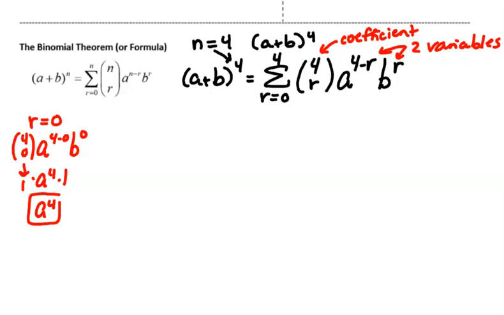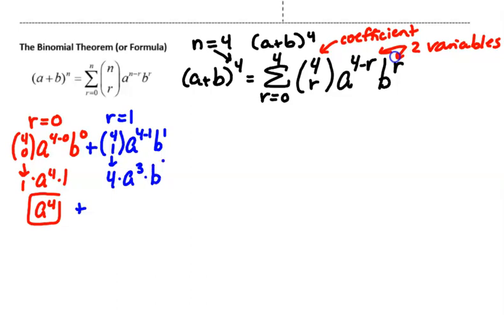Okay, so let's do the second term. Let's let r equal 1. So remember, I'm going to add whatever this is, plus, now I'm going to do 4 select 1, a to the 4 minus 1, b to the first. Okay, so 4 select 1. Well, how many ways can I get 1 out of 4? It's 4. We did this already. A to the third, b to the first. So my second term is 4a cubed b, which is what I expected it to be.